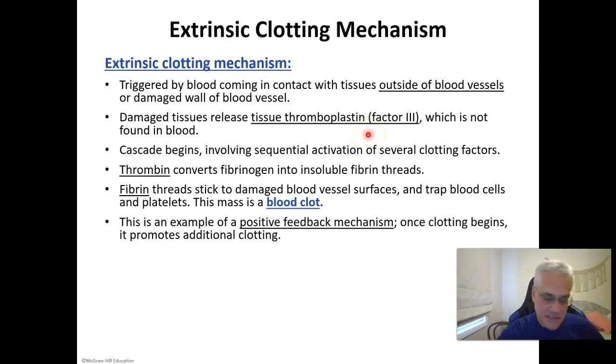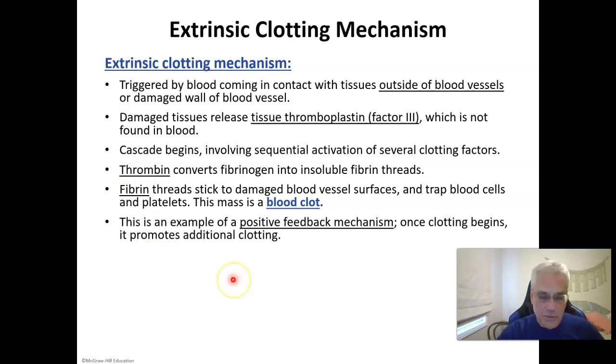Factor 3, and we're going to see the outline of this in the next few slides. But once factor 3 is released, it quickly results in the activation or the conversion of fibrinogen to fibrin. The thing that converts fibrinogen into fibrin is this compound here called thrombin. And so we say it's a cascade mechanism. One thing gets activated, that activates the next thing in the chain, that activates the next thing in the chain, and the next, and so on.